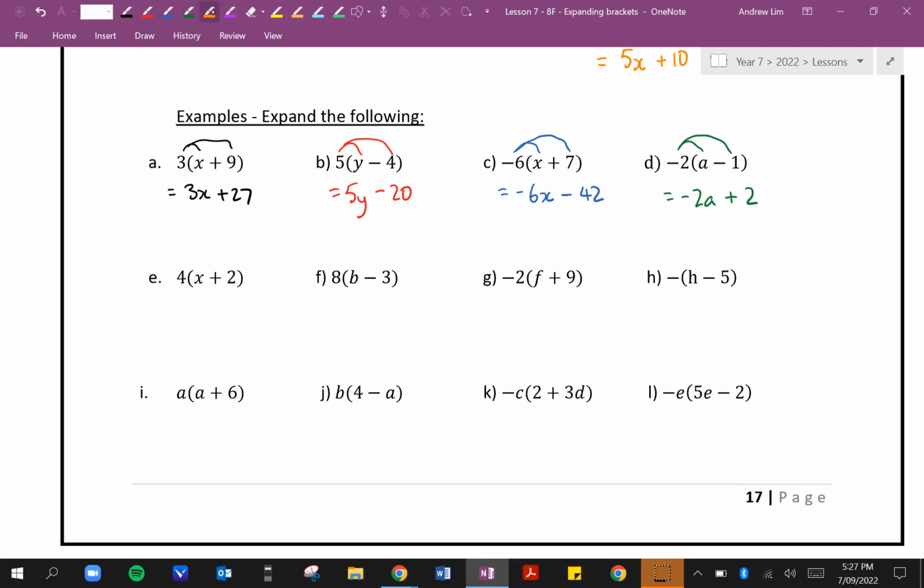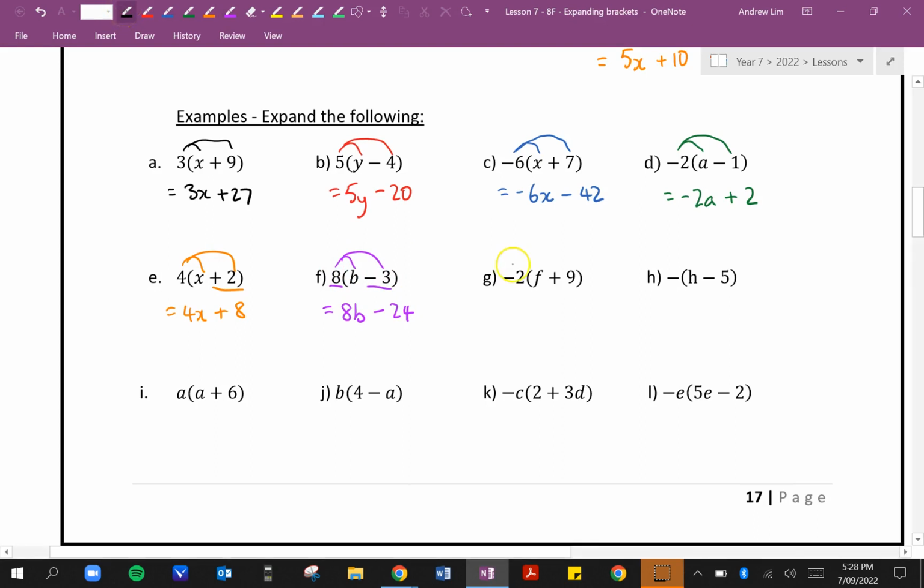Okay, question E. 4 times x is 4x. Positive 4 times positive 2 is positive 8. Remember, two positives when multiplied together gives us a positive answer. Same with two negatives. But if one of them is positive and one of them is negative, it'll give us a negative answer. So here, for question F, 8 times b is 8b. Positive 8 times negative 3 is going to give us a negative 24. Right? Positive times negative gives us a negative answer. 8 times 3 is 24.